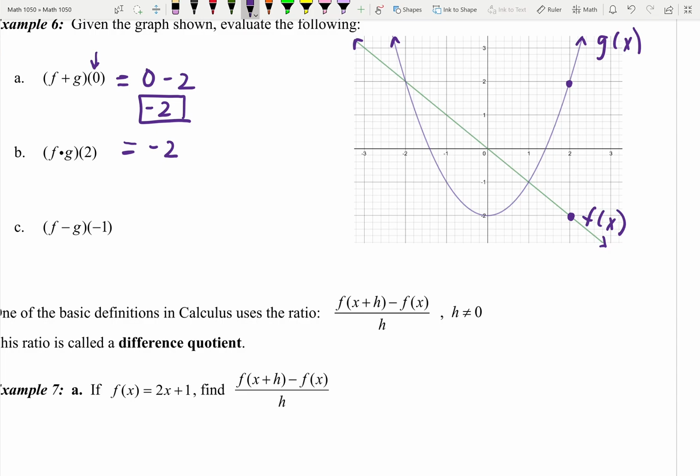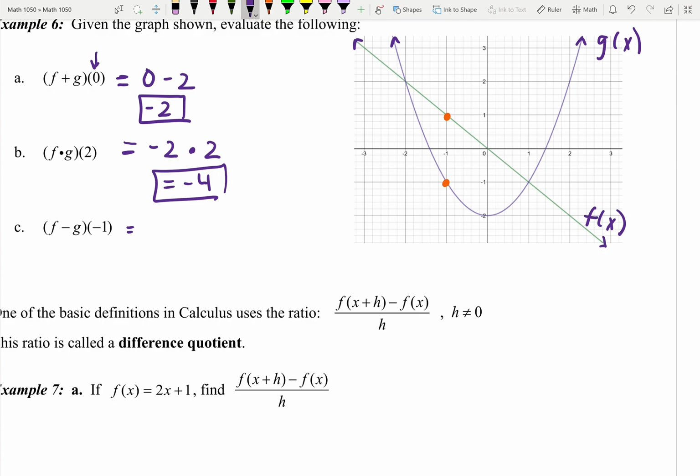On the parabola, which is g of x, if x is 2, what's your y? That would be a 2. And I'm multiplying those together. I get a negative 4, and I'm done. And I do want a little bit of work on there, okay? Now I'm looking at an x value of negative 1. So I'm going to come over here, go to the left one. There's where your f of x is, and there's where your g of x is, okay?